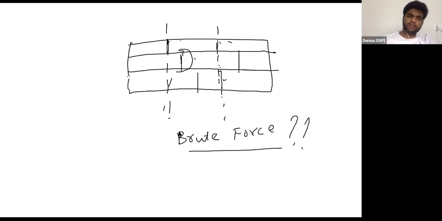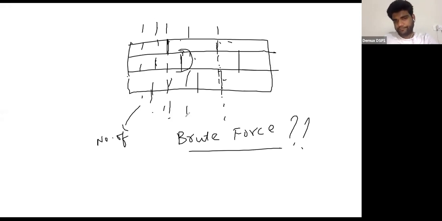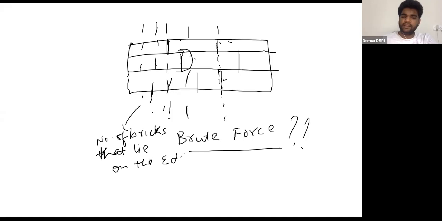So the brute force way of doing this is that for every such index, you find out the number of bricks which have their edges here. You can find out for every such vertical line that you are drawing, for every such position, the total number of bricks you are cutting or the total number of bricks that come on the edge. And then you can take the minimum across all these positions. That's what you have to do. Is everyone clear with this?